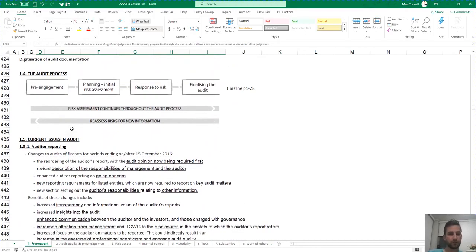So the process of an audit. Number one is pre-engagement. Number two is planning, so initial risk assessment. That's going to help you develop how you're going to approach it, where the risk areas are, how we approach those risks, and how much information we're going to request. Next is response to risk, which is basically what I just said: how we're going to do it, how we're going to mitigate those risks that we identified. And then finally is finalizing the audit.